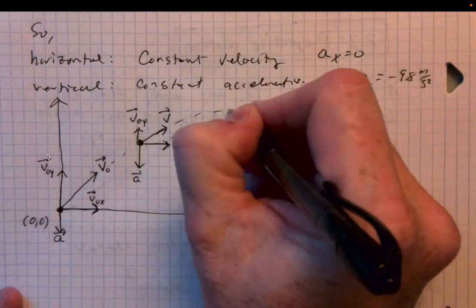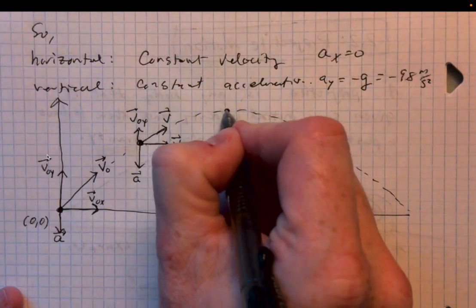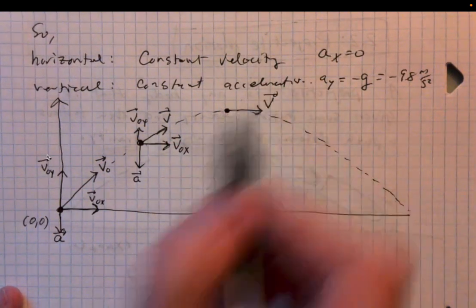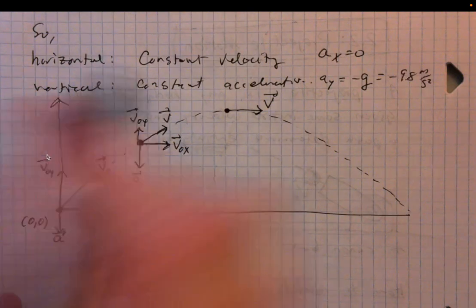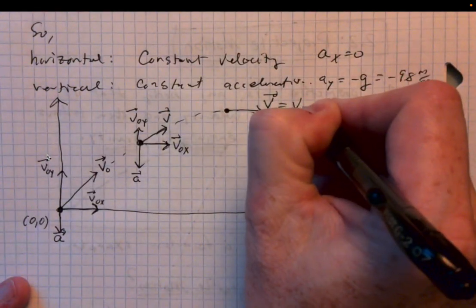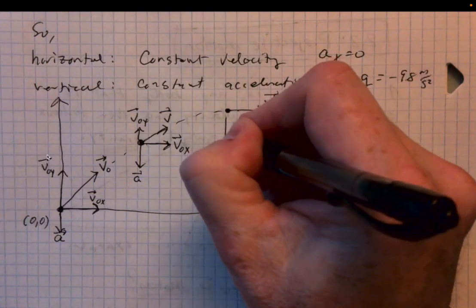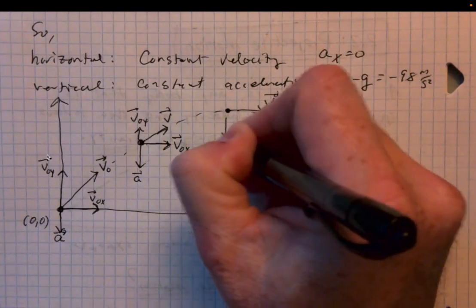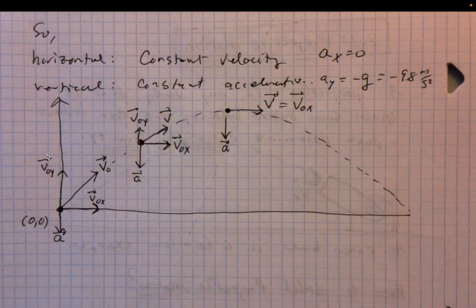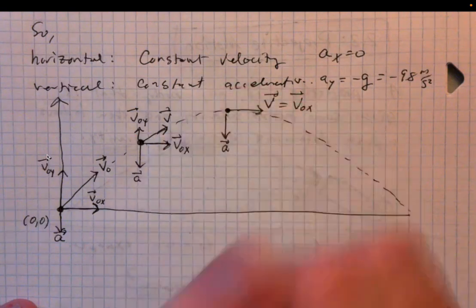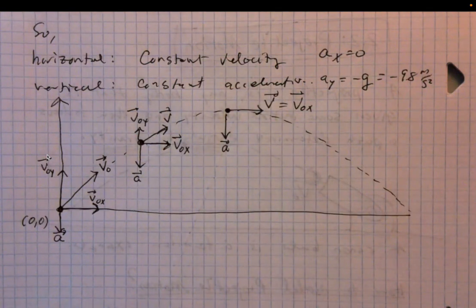Okay, at the peak here, velocity looks like that. The velocity is entirely in the x direction. Right? Acceleration is still pulling the thing down with the same amount of force. What about the vertical? So the y component of velocity. The y component of velocity is 0 at the top. Right? So we'll just leave it off the picture.